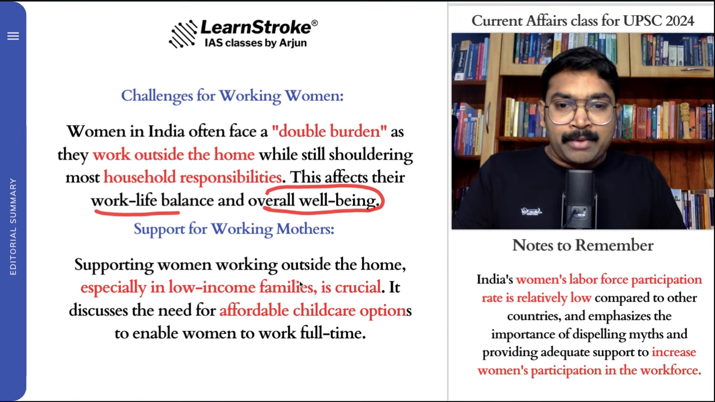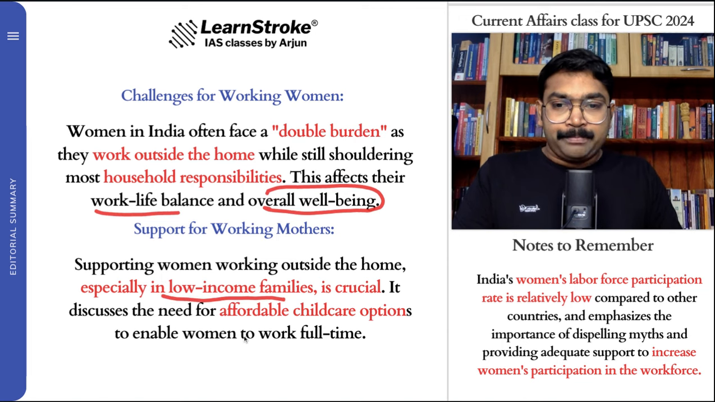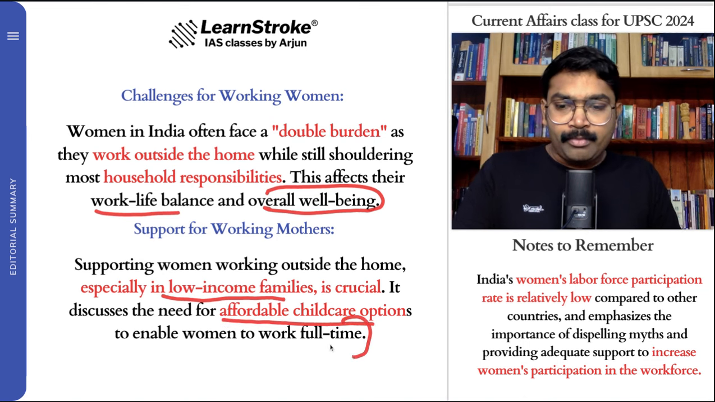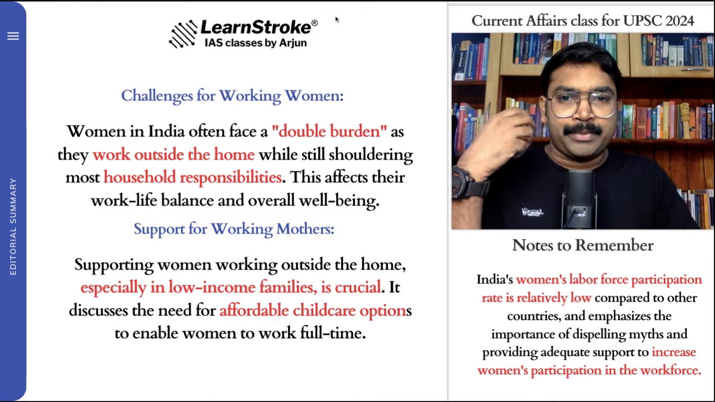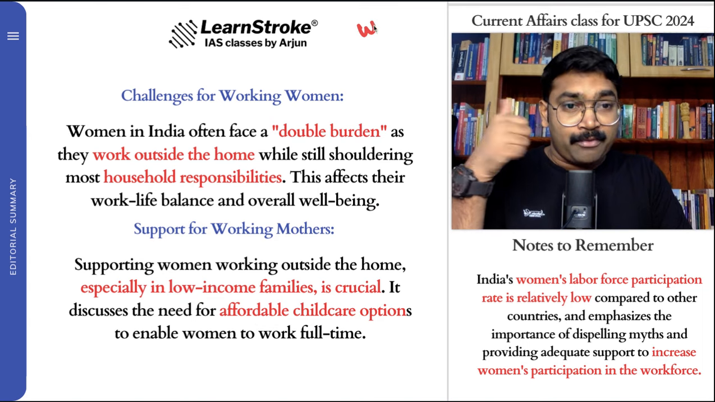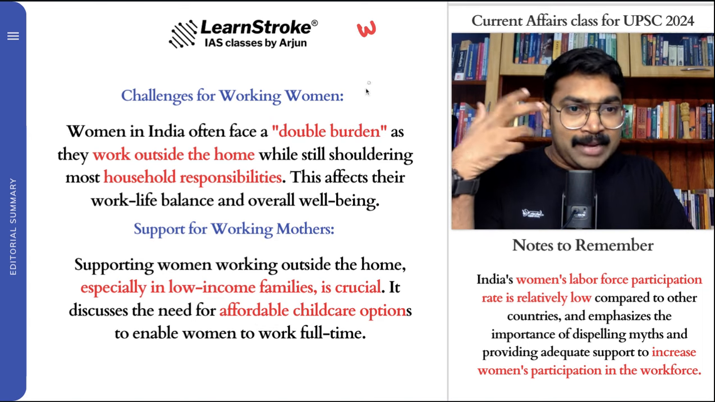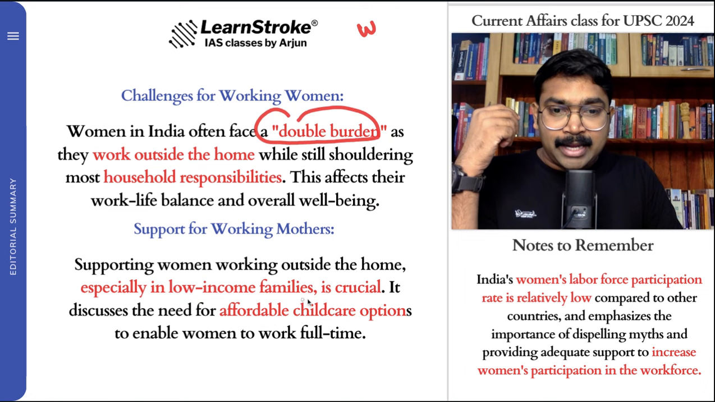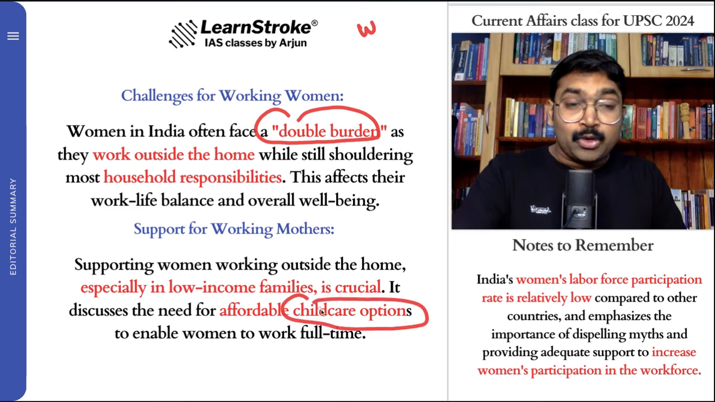So supporting women working outside the home, especially in low income families, is crucial. The article discusses affordable childcare options to enable this. So how can you overcome this? First of all, how can you value the work of women? And even when the woman is working, how can you cut down the double burden? So childcare options should also be looked upon.